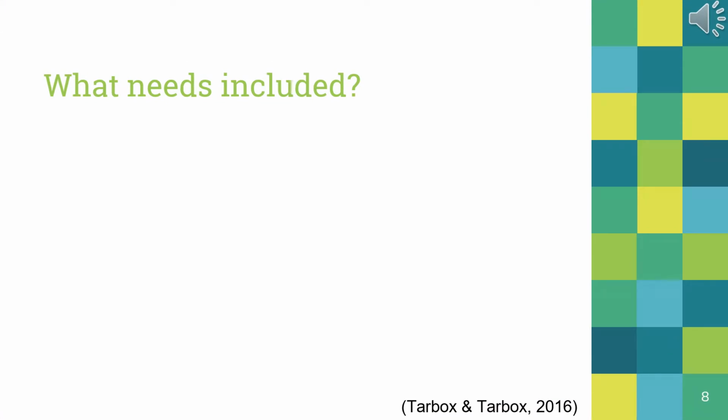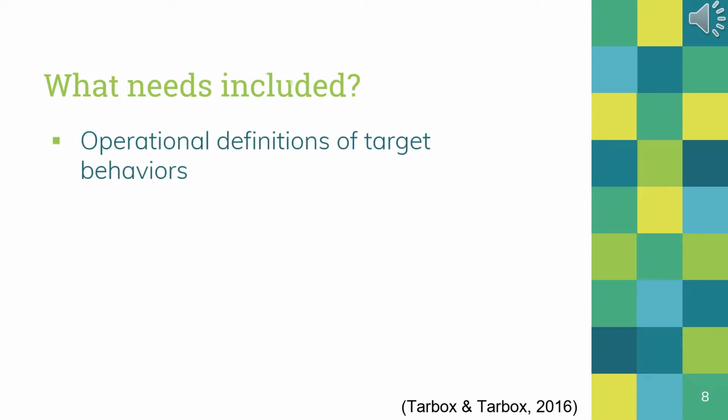Tarbox and Tarbox listed 7 essential components for a behavior reduction plan to include. First, there needs to be operational definitions of target behaviors. These should be objective, clear, and complete, and can include examples and non-examples to help better identify what exactly constitutes the target behavior. Second, a behavior reduction plan should include antecedent modifications.